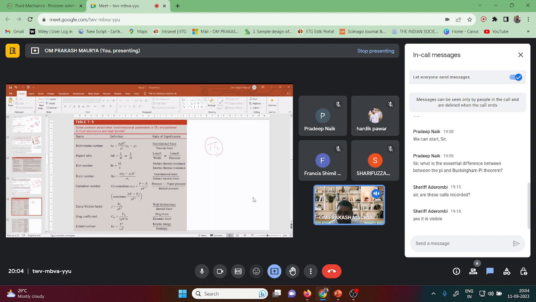So Pradeep, you have taken the screenshot of this. Yes, sir. Okay, so how do we choose the repeating parameters? The length and time and mass, as well as you can take the density, no problem.